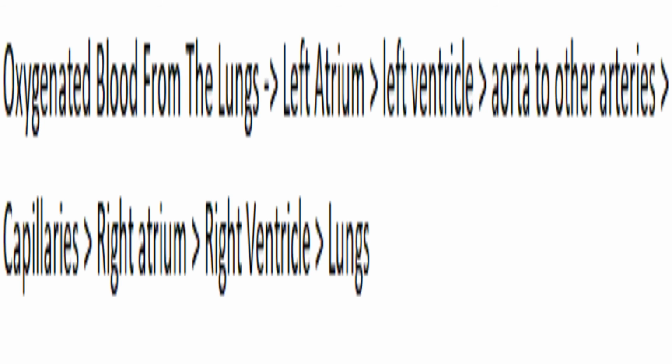I will quickly explain to you from where your blood starts and where it ends in a very short way. So, first, oxygenated blood from the lungs to your left atrium, to your left ventricle, through your aorta to your other arteries, capillaries, which is the exchange of oxygenated blood for deoxygenated blood. Then it goes to the right atrium, then to the right ventricle, then it goes to the lungs for oxygenation, and then that basically starts the process all over again.